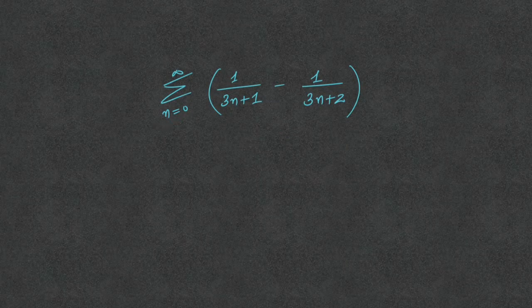Summation n starts from 0 to infinity of 1 upon 3n plus 1 minus 1 upon 3n plus 2. Evaluate the value of this.